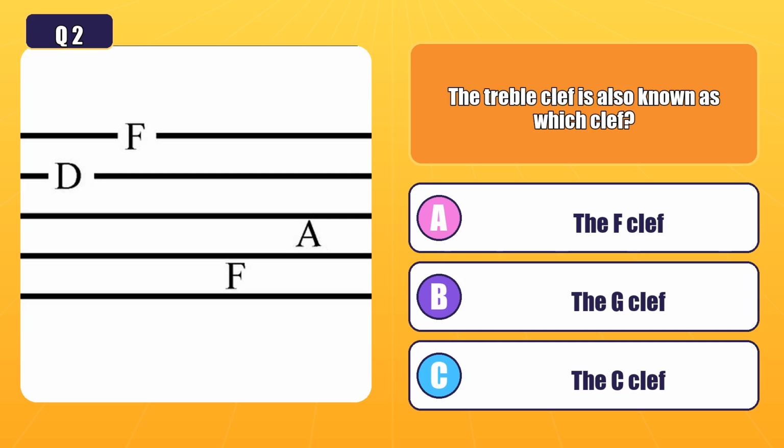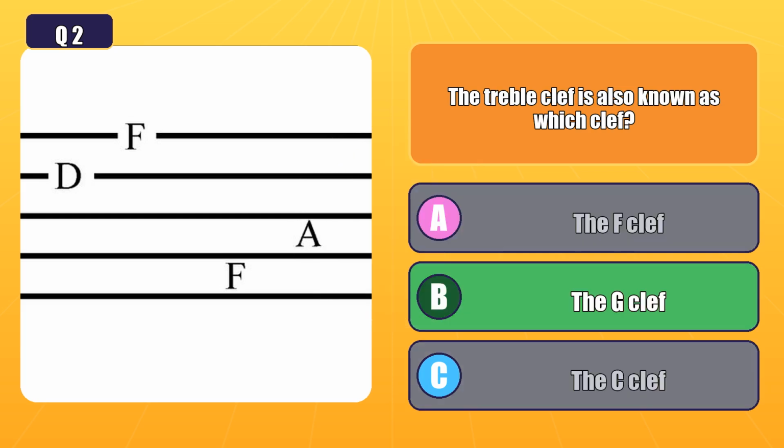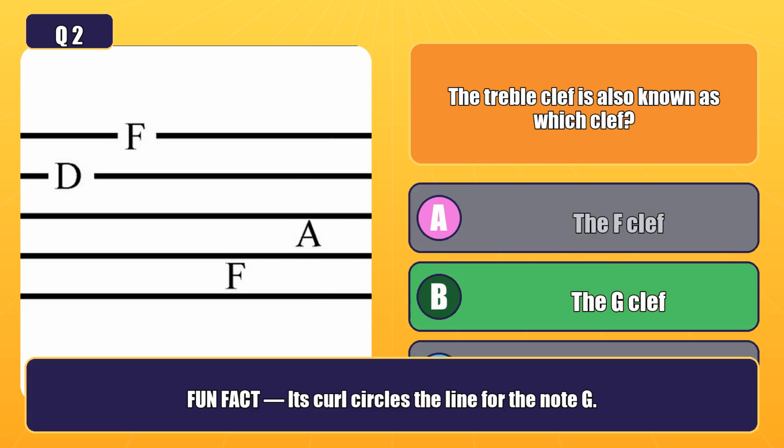Question number 2. The treble clef is also known as which clef? The answer is the G clef. Fun fact, its curl circles the line for the note G.